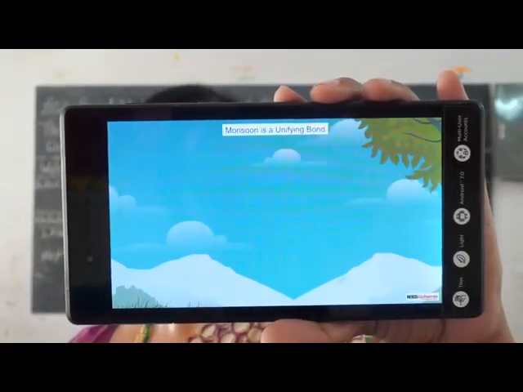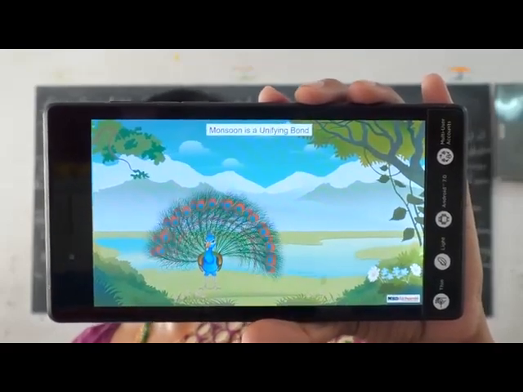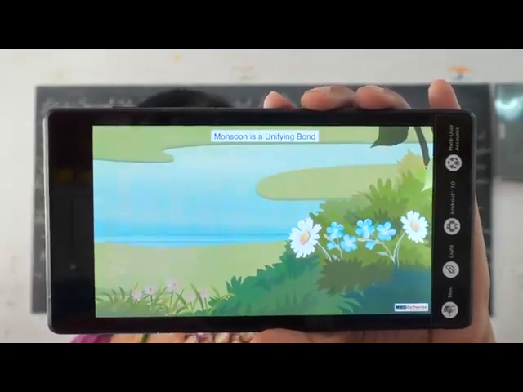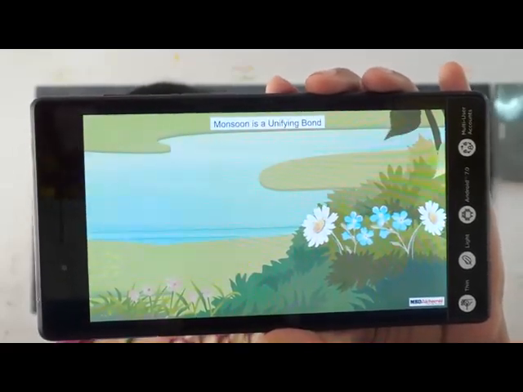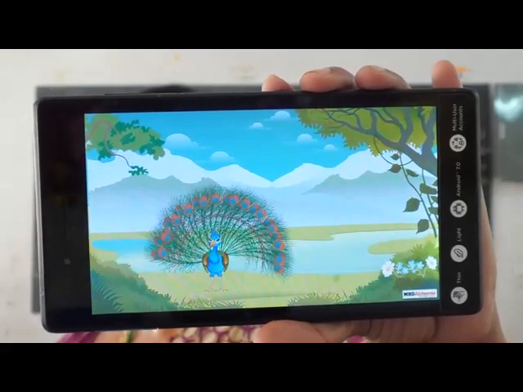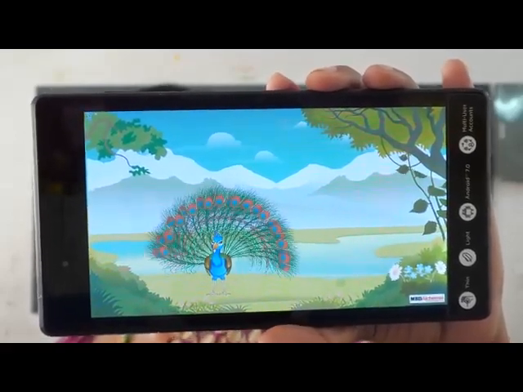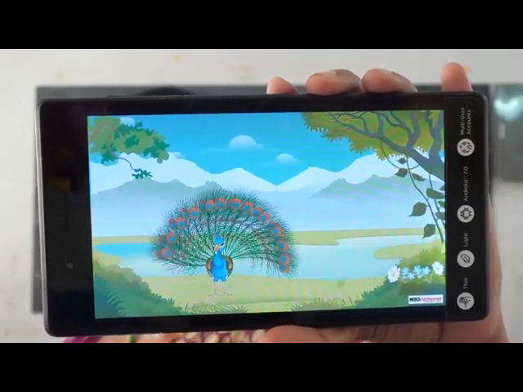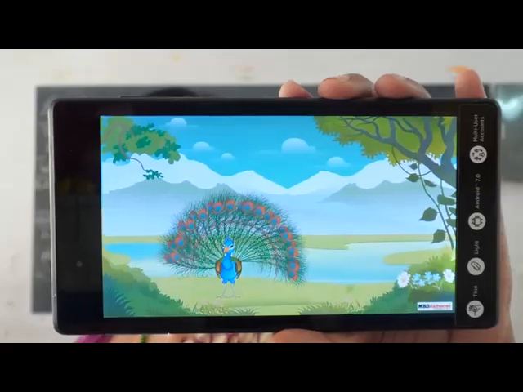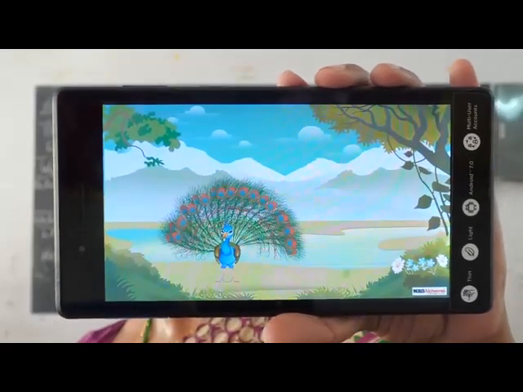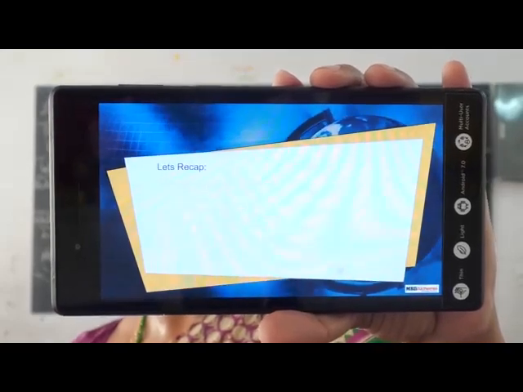Monsoon is a unifying bond of the nature and lifestyle of India. The rivers and ponds rejuvenate with rainwater. The soil and underground water table get support to hold moisture and water, and the parched plant and animal kingdoms become lively with the monsoon shower. The green nature of monsoon-fed India has inspired poets and artists to create rich poetry and paintings that add to our rich cultural heritage. Let's recap.